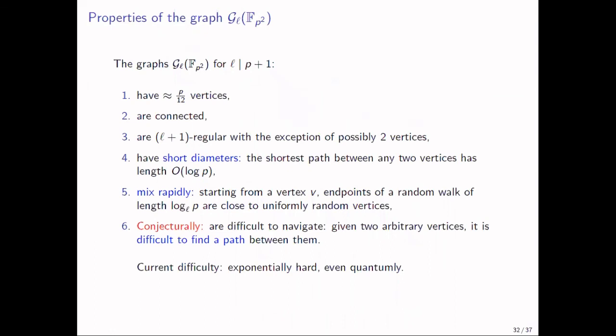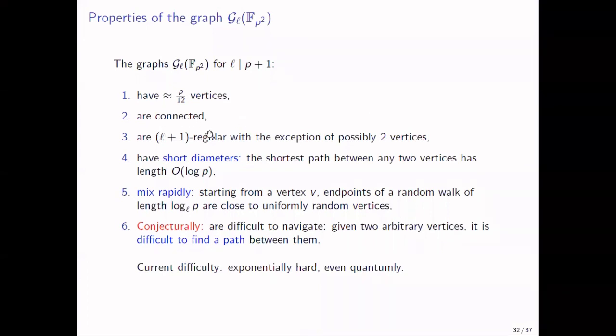So what are the properties of this graph? Well, there are some things that you can prove. You can prove that this graph will have about p over 12 vertices. So they are very, very large graphs. And for cryptography, you will have p that has maybe 100, 150 digits. So imagine a graph that has that many vertices.